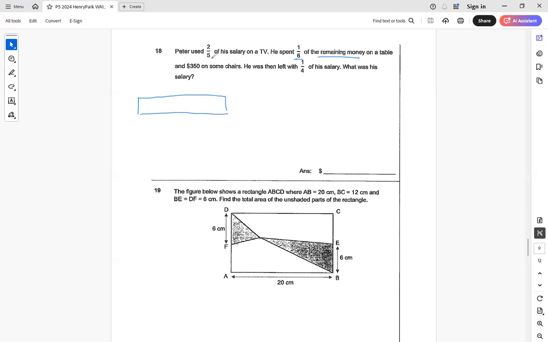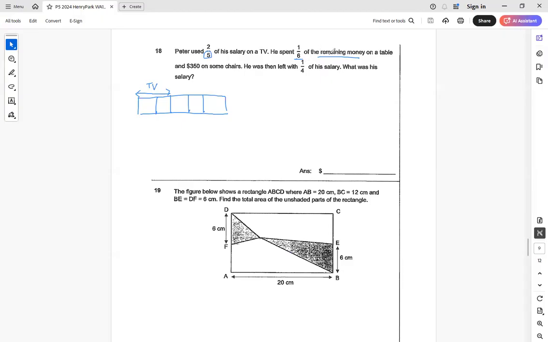So we look at the first fraction first. It tells us 2/5 of the salary, meaning his total salary, I'm going to draw 5 units based on the denominator. So let's draw 5 units. 2 out of 5 will be on the TV. So let's label this as TV.